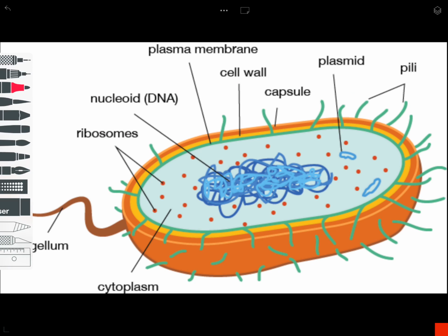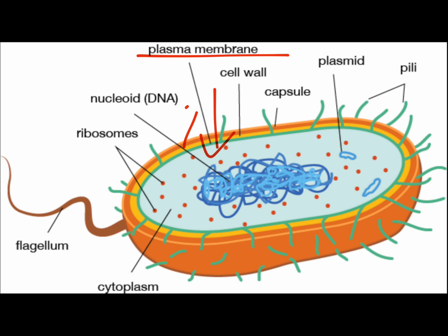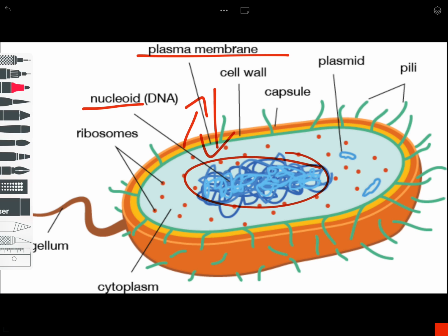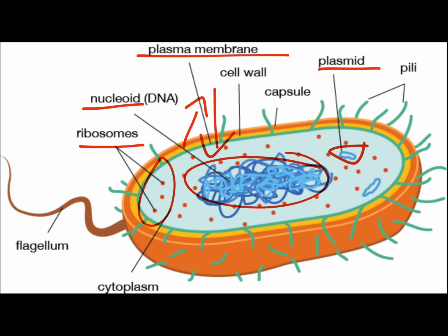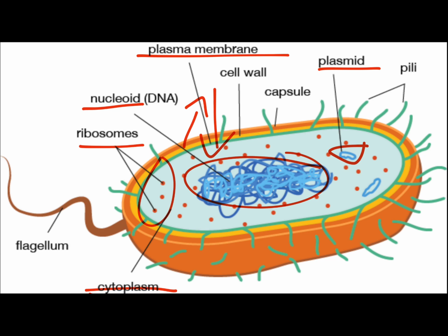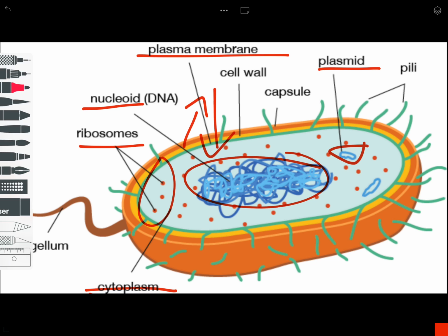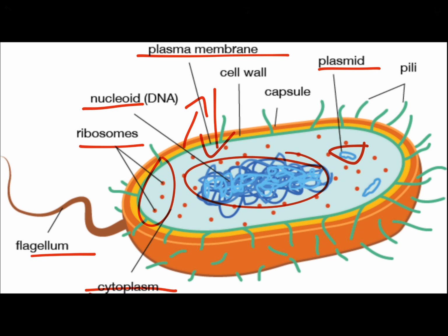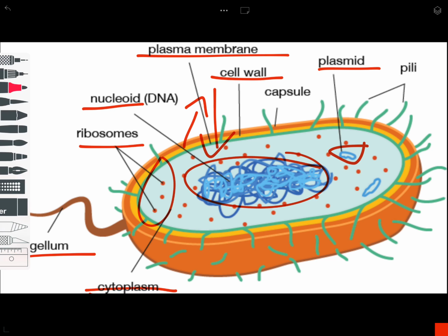Here is a prokaryote cell. For example, it is a bacteria that could be living in your stomach, living in your intestine. Here, all prokaryote cells have a plasma membrane which allows molecules to diffuse in and out of the cell. It has a nucleoid, which is where the DNA is concentrated. It also has ribosomes to make proteins, and it has a plasmid, which is extra DNA. It also has a cytoplasm, which is where everything floats. And some bacteria also have a flagellum and a cell wall.